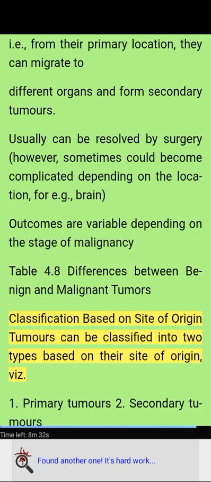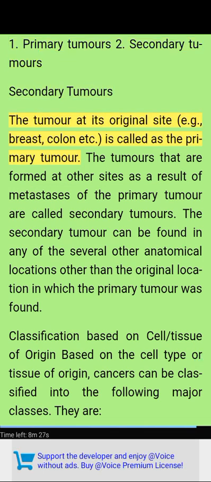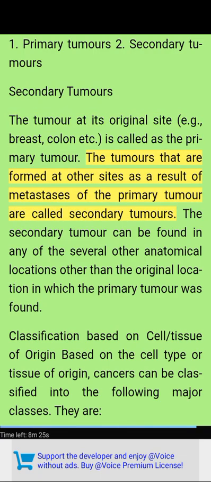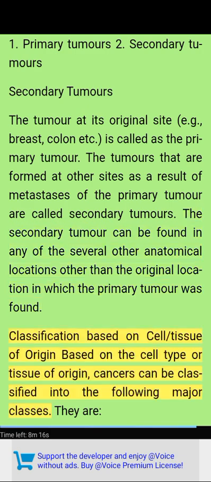Classification based on site of origin. Tumors can be classified into two types based on their site of origin, viz. 1. Primary tumors. 2. Secondary tumors. The tumor at its original site, e.g., breast, colon, etc., is called the primary tumor. The tumors that are formed at other sites as a result of metastasis of the primary tumor are called secondary tumors. The secondary tumor can be found in any of the several other anatomical locations other than the original location in which the primary tumor was found.